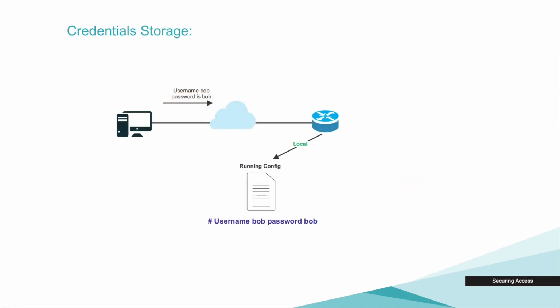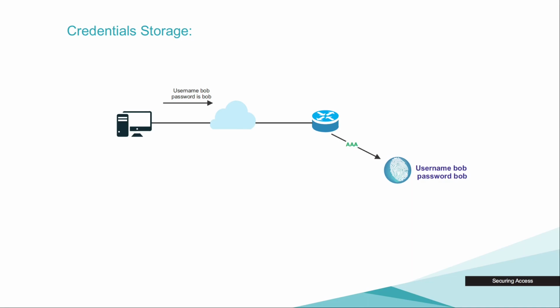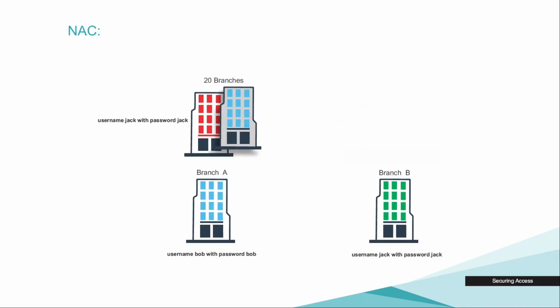Now after we learn about how to secure access using console, Telnet, and SSH, in our examples, we showed that we store the username and password on the running config of our device. We can also choose something called an AAA server in order to store our credentials. One of the famous AAA servers is Cisco ISE. So what are the benefits of having Cisco ISE or an AAA server in our organization? Let's continue with our example here.